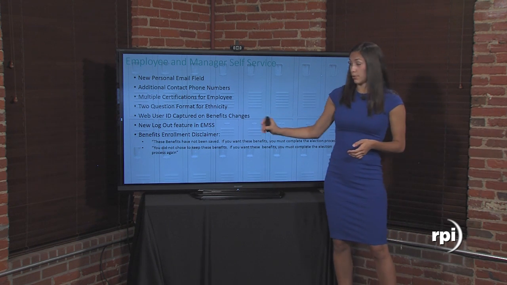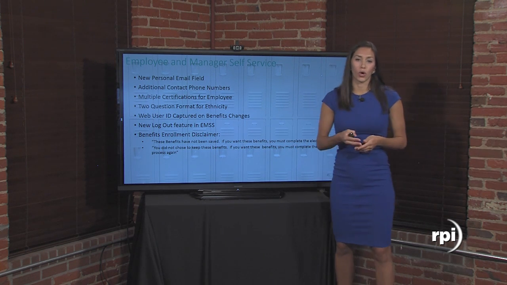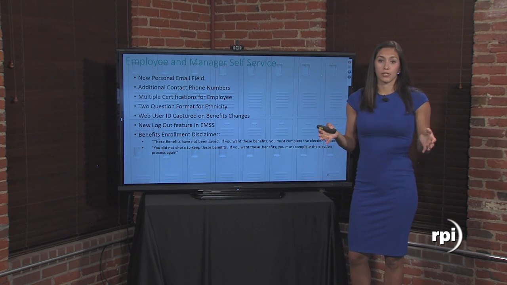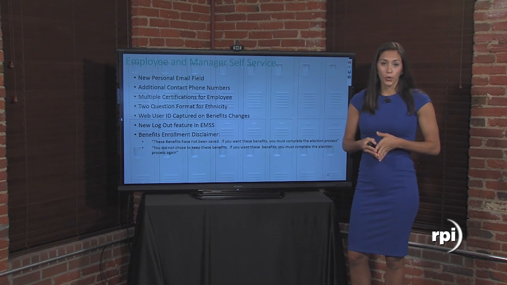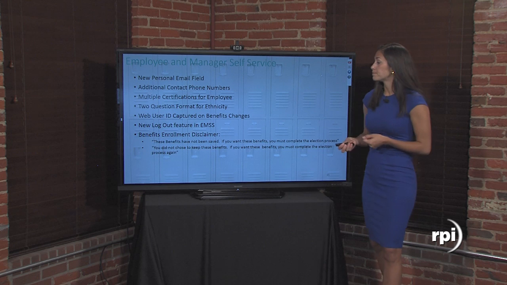Now it's going to allow you to enter both of those. The 2-question format for ethnicity, so if an employee is onboarding and it asks them to fill out their ethnicity, it's going to support that 2-question format. First, are you Hispanic, yes or no? And then second question, how do you identify?